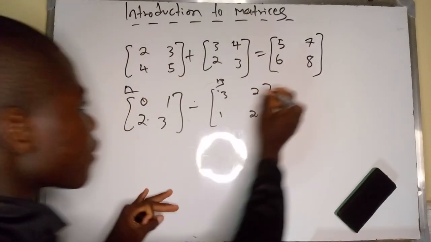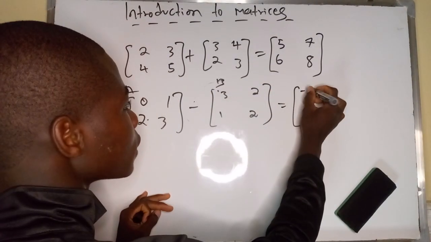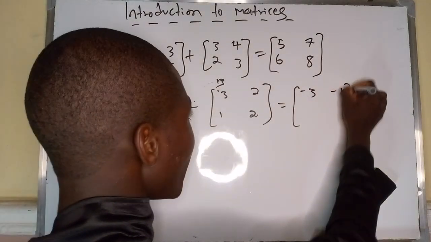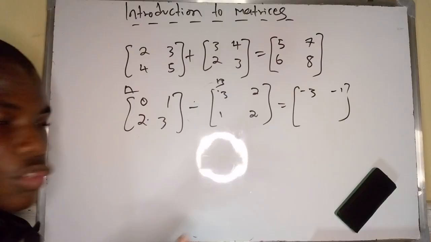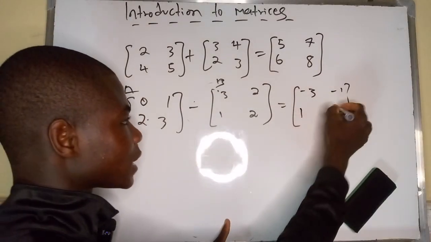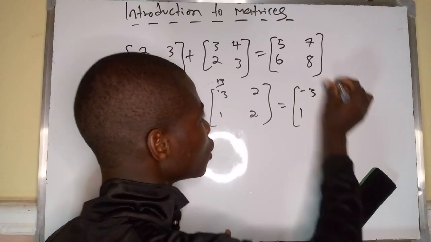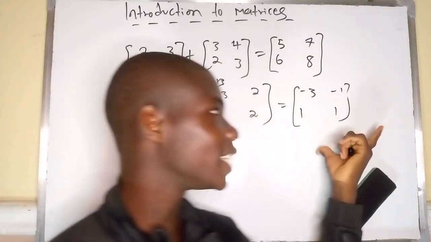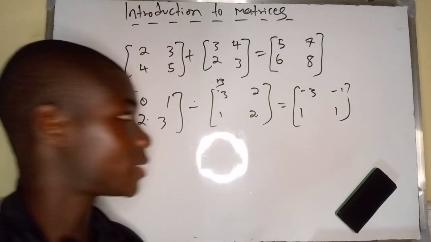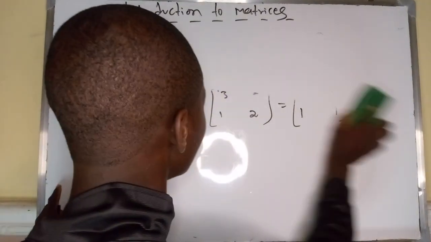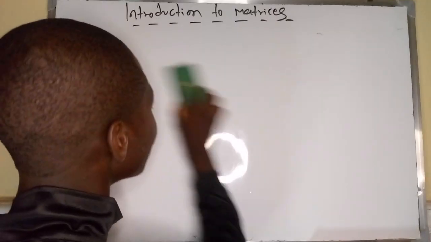So 0 minus 3 equals minus 3. And 1 minus 2 equals minus 1. And 2 minus 1 equals 1. And 3 minus 2 equals 1. So this is the final answer of A minus B. It gives us a square matrix. Let me show you another example under it.